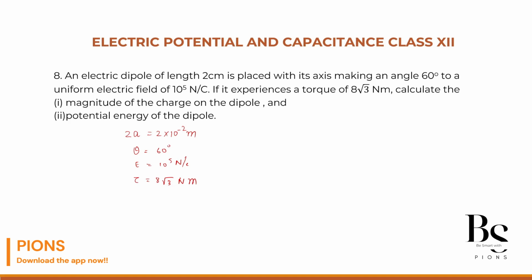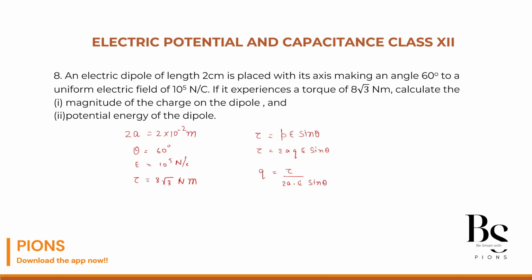So let's recall from our first chapter. Torque tau is equal to PE sine theta, where theta is the angle between the dipole and the electric field. Now P, dipole moment, is nothing but 2aq, into electric field E into sine theta. Now is 2a given? Yes. E is given? Yes. Tau is given? Yes. And theta is given. What is not known here? Q. So Q will be equal to torque tau upon 2a E sine theta.